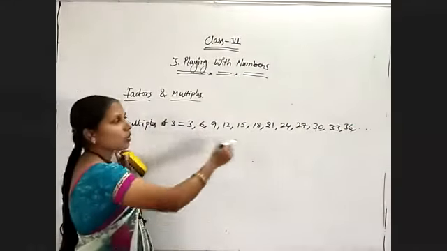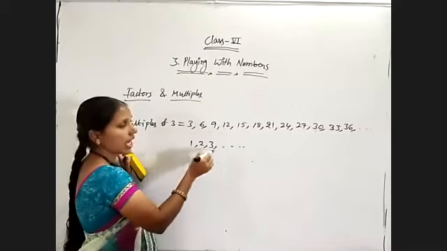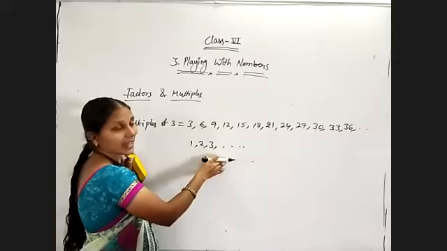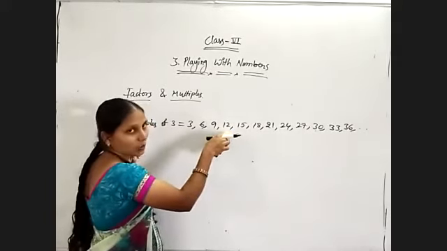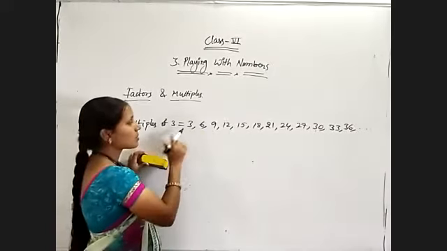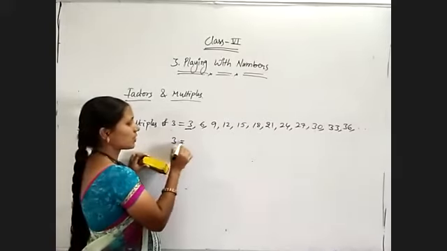See, there is no end, because 1, 2, 3, and so on, all these numbers are natural numbers. They do not end at any point. There is no highest value. That means there is no highest multiple also. And the smallest multiple is that number itself. So just observe, what are the factors of 3?